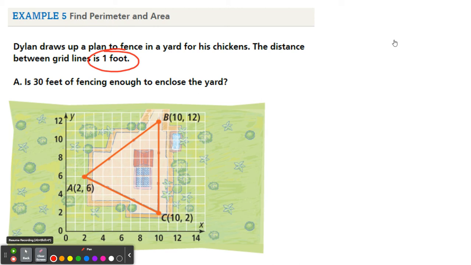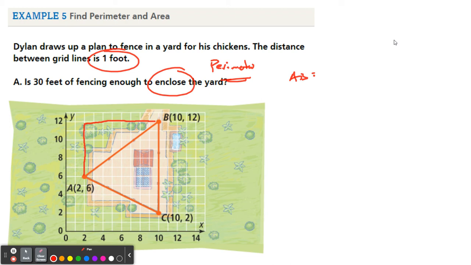All right, so let's find the three distances AB, BC, and AC. Because if you want to enclose a yard, you have to look at the perimeter. And that's going to require all three distances. So let's do AB first. I'll use red for AB. So from A to B, I have to make a right triangle.